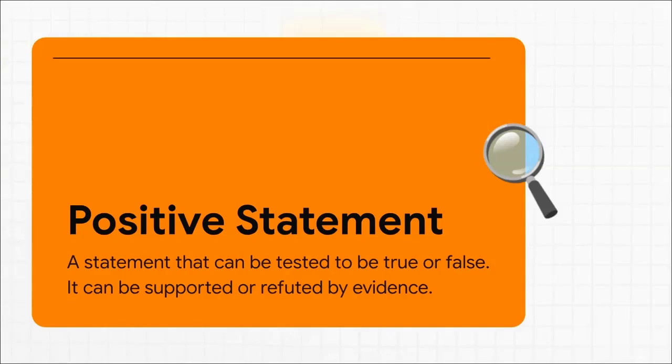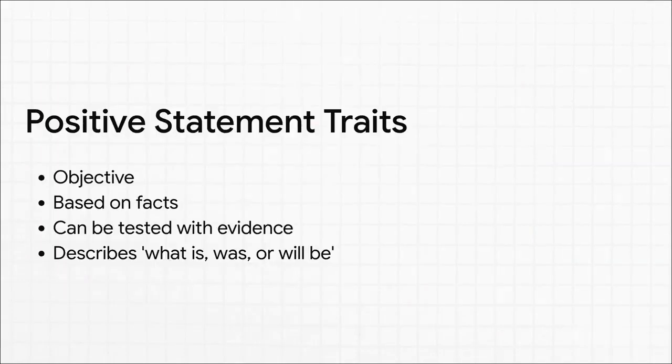A positive statement is any claim where you can ask, could I, at least in theory, go find some evidence to prove this right or wrong? The actual answer doesn't matter, just the fact that the claim can be tested. So think of these like the building blocks of a scientific claim, right? They're objective, they're based on facts, and, this is the most important part, they describe the world in a way that we can test with data. Doesn't matter if we're talking about the past, the present, or even a prediction about the future.